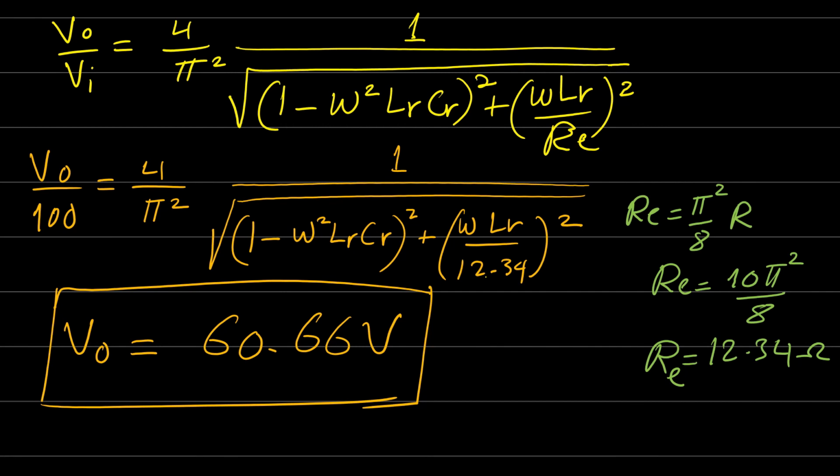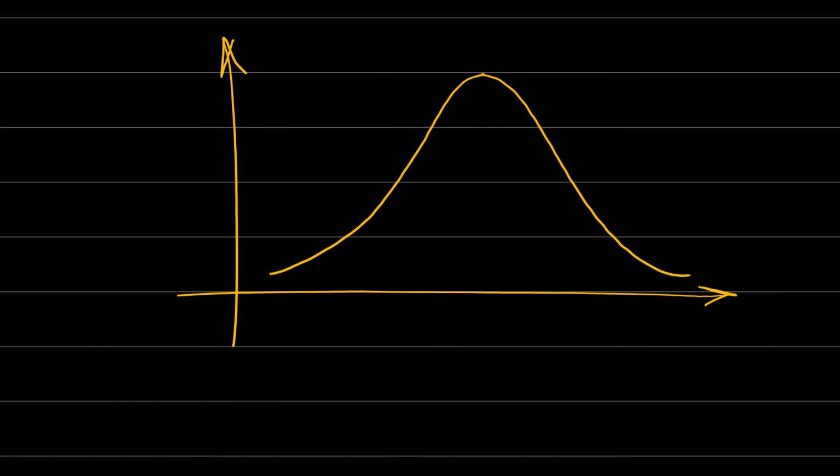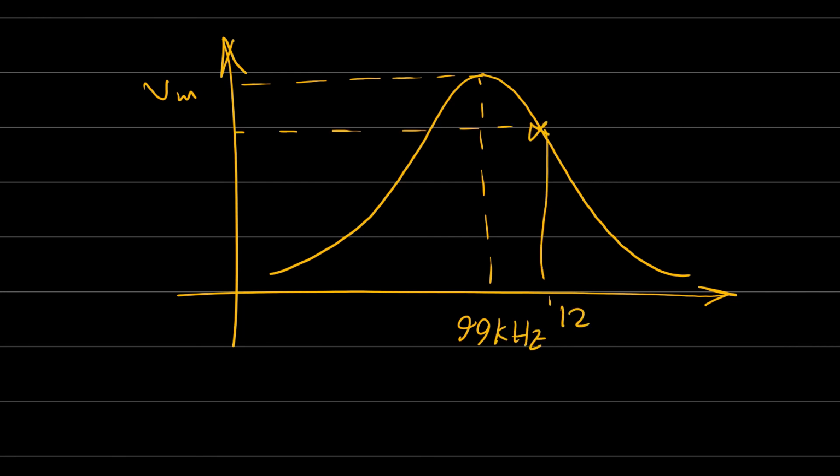If you try to draw this relationship, you will find the maximum V at the resonant frequency, which is 99 kilohertz. At 120 kilohertz, this will be 60.6. So absolutely the maximum will be greater than 60 volts. It will be something like 80, 100 or something.